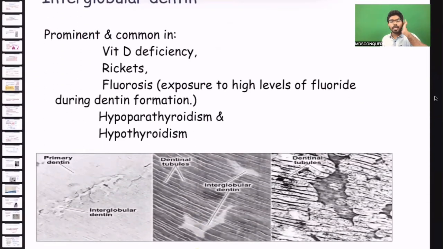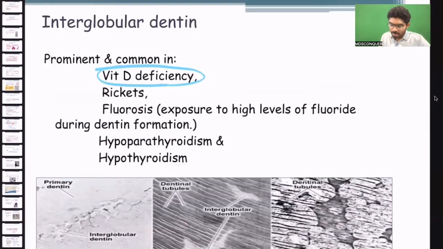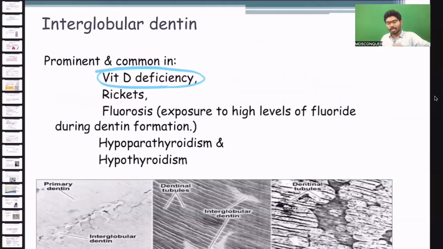Okay, so interglobular dentin is an abnormal dentin. That is most commonly seen in the case of vitamin D deficiency. Now, a little bit, I'll be talking about vitamins related to the teeth. Questions are coming. Now you have vitamin A, vitamin D, and vitamin C. Tell me which are the vitamins which are useful for tooth development?